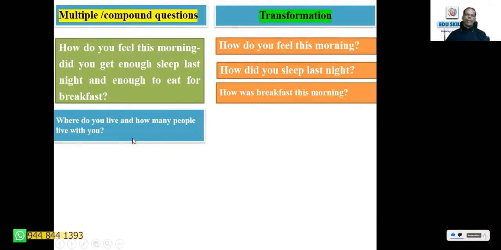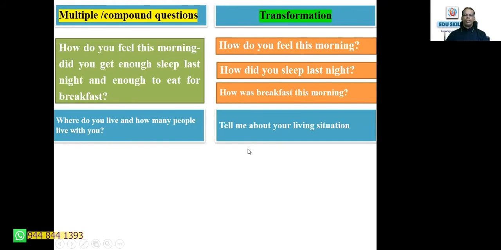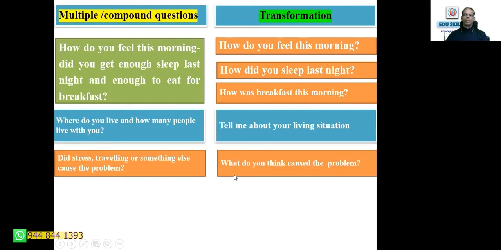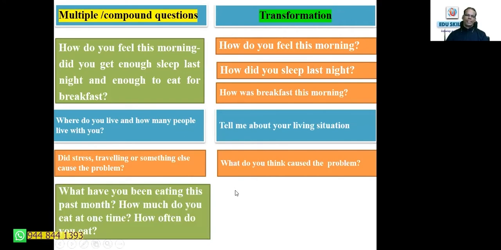Where do you live and how many people live with you? That's a compound question. That can be transformed into, tell me about your living situation. Did stress, traveling or something else cause the problem? What do you think? What do you think caused the problem? That is transformed: instead of saying, did stress, traveling or something else cause the problem, you ask, what do you think caused the problem? Next.